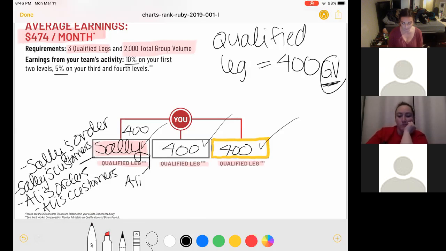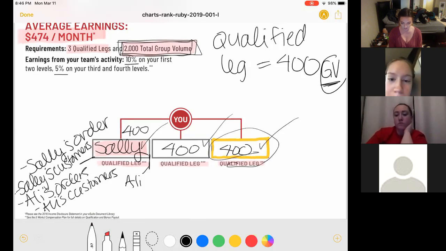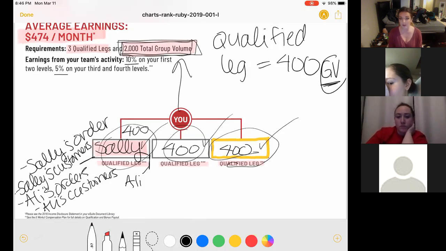So once you have that done, then you can focus on right up here what we were talking about, your total group volume. Your personal orders do not count towards these 400s right here. However, your orders do count towards the total. So if you run an autoship, that counts towards this, okay? Any of your personal customers that you haven't moved count towards the group volume as well.